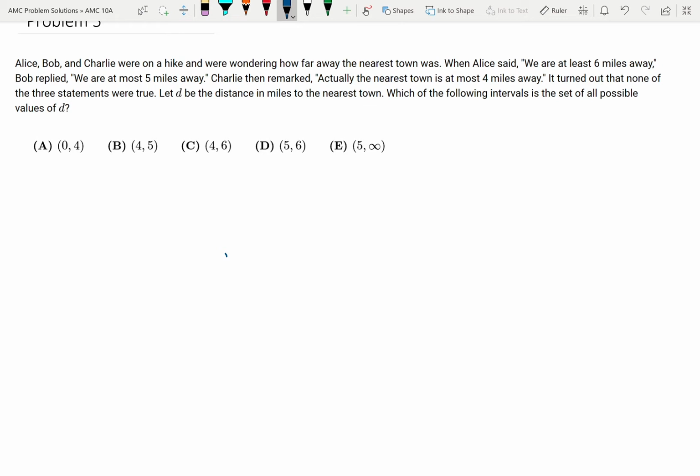Let D be the distance in miles to the nearest town. Which of the following intervals is the set of all possible values of D?